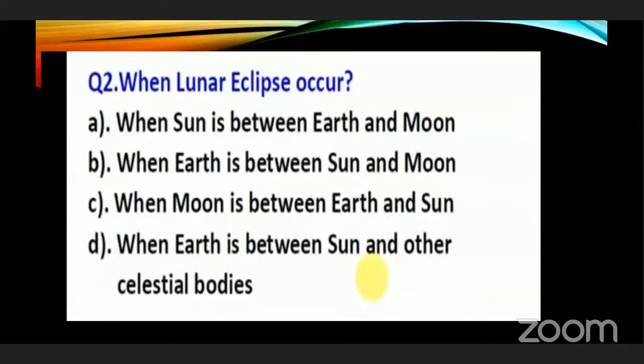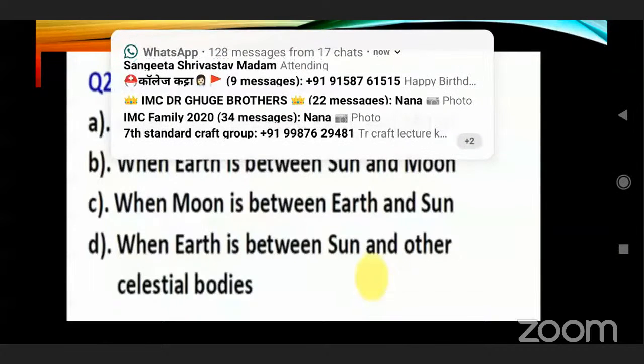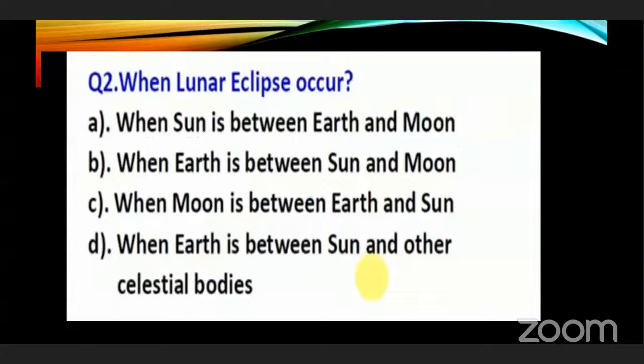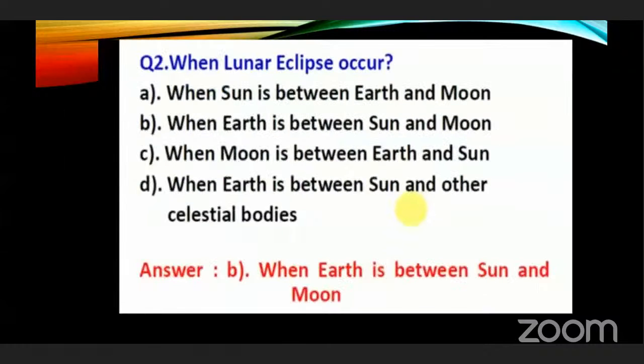Now second question. When does a lunar eclipse occur? Your options are: A, when sun is between earth and moon. Option B, when earth is between sun and moon. Option C, when moon is between earth and sun. Option D, when earth is between sun and other celestial bodies. Which is the correct option? B. Very good. Option B is correct. When earth is between sun and moon, that time a lunar eclipse occurs.